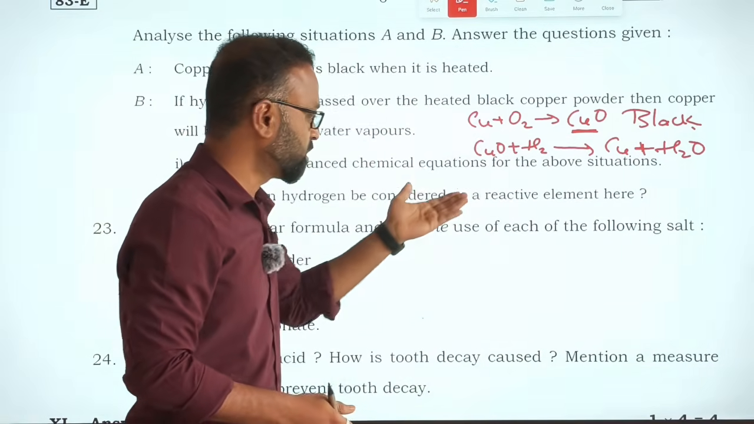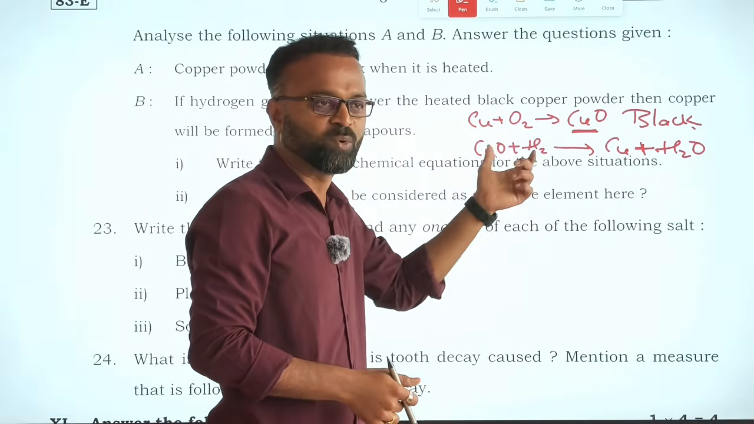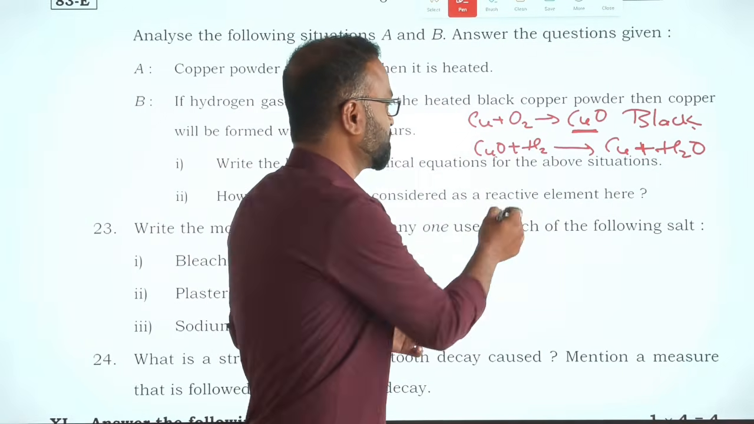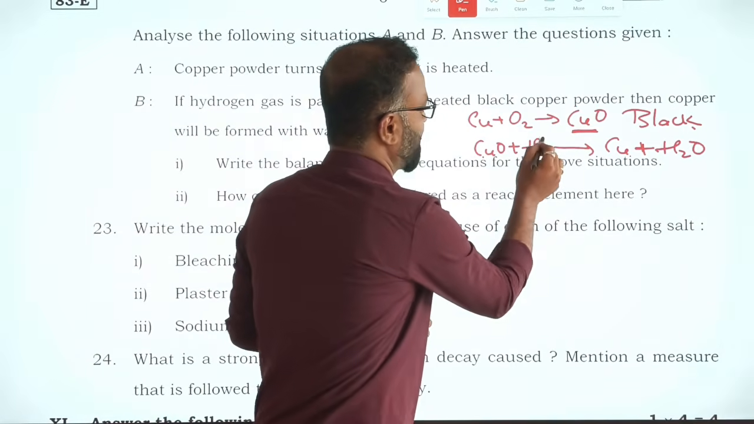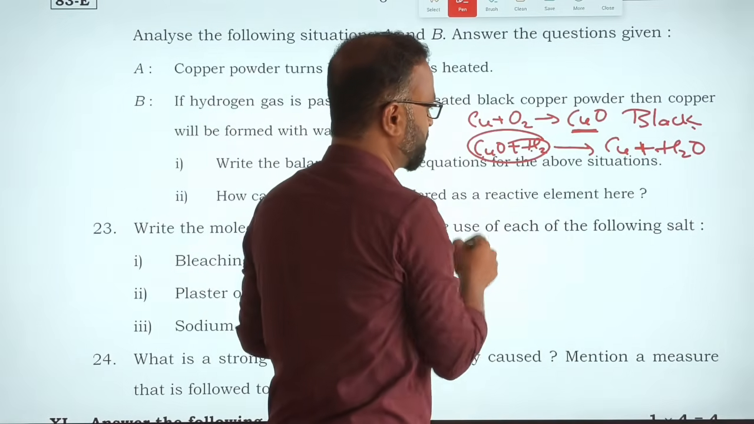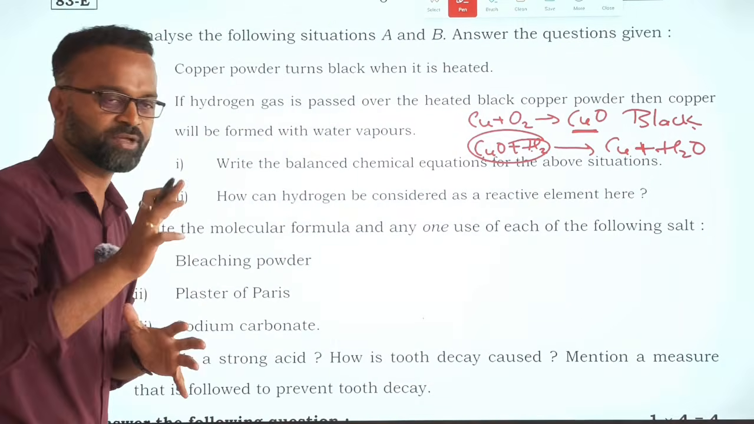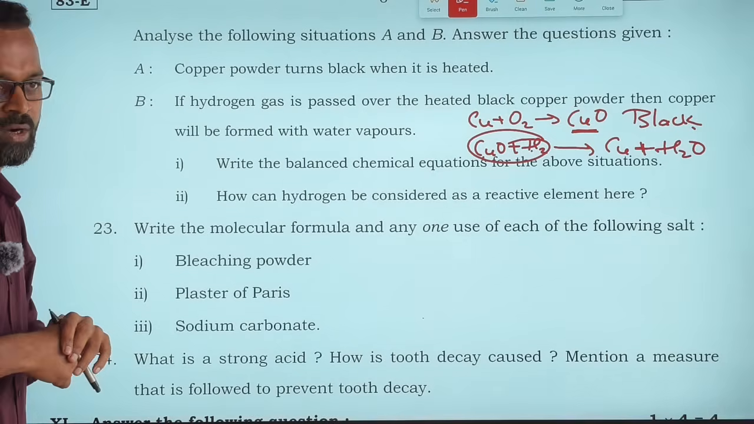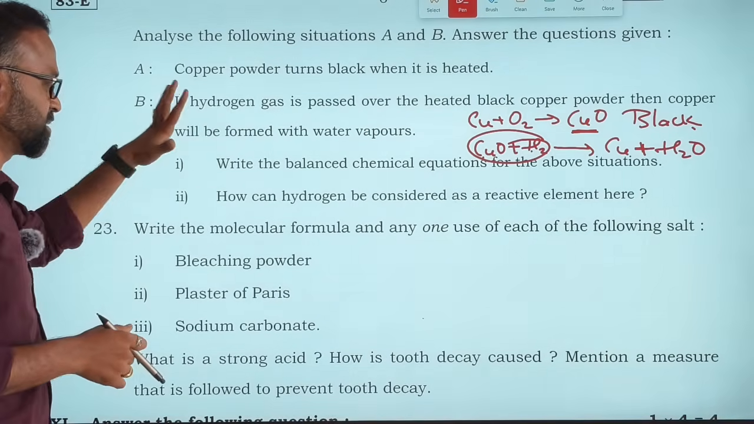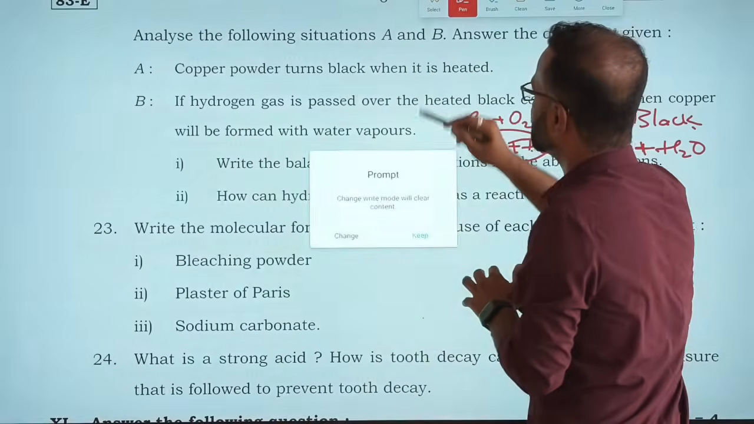Because in the reactivity series, copper is below hydrogen. Hydrogen is more reactive than copper, so hydrogen is displacing the copper. That means removal of oxygen from the copper oxide is happening; reduction is taking place. Hence, as hydrogen is more reactive than copper, it displaces the copper from the copper oxide. That's the reason. That's how you are supposed to write. Very simple question. Next one.